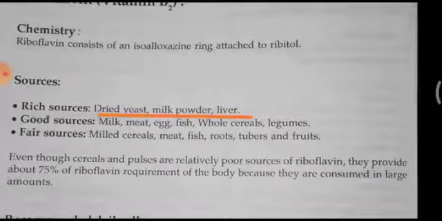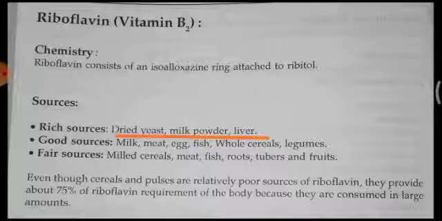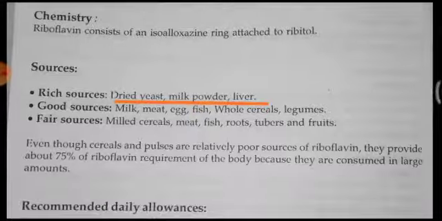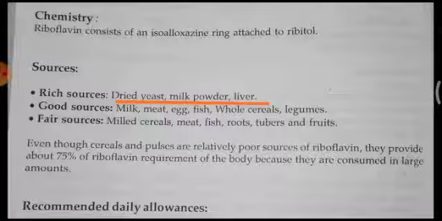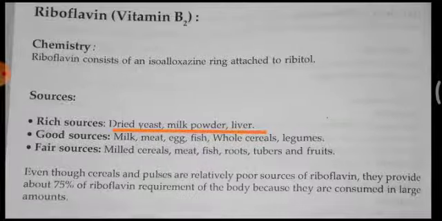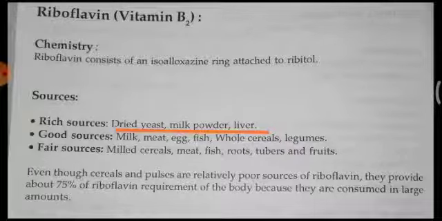Vitamin B2 chemistry: it has an isoalloxazine ring. The rich sources are dried yeast, milk powder and liver, along with good sources and poor or fair sources. Even though cereals and pulses are relatively poor sources of riboflavin, they provide about 75% of the riboflavin requirement of the body because they are consumed in large amounts. So even though the fair sources contain very little riboflavin, they are taken in large quantity and give the required amount for the body.